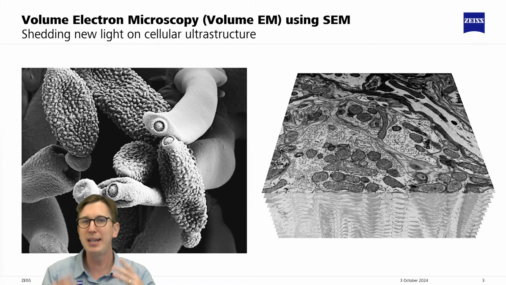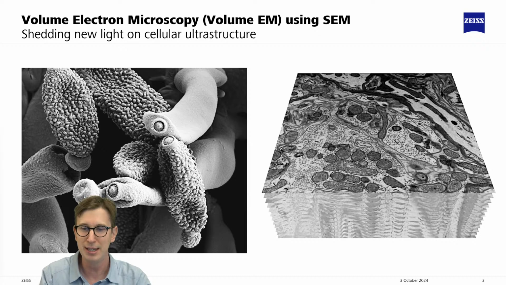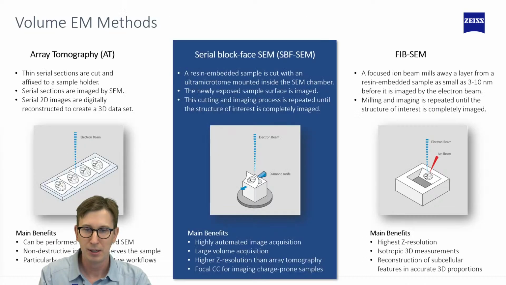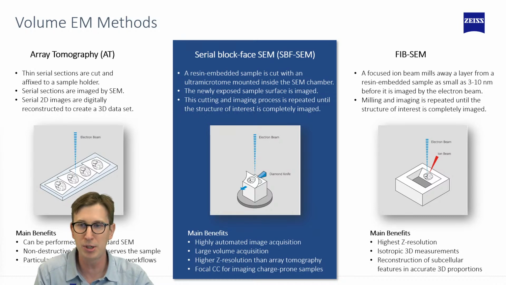Now, how can you get three-dimensional data out of a scanning electron microscope that only takes two-dimensional images? There's three major techniques that we use within the scanning electron microscope to create volume data. And let me take you through these methods now.